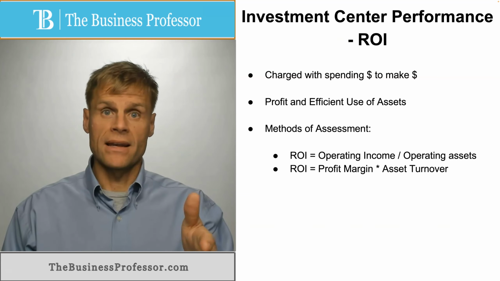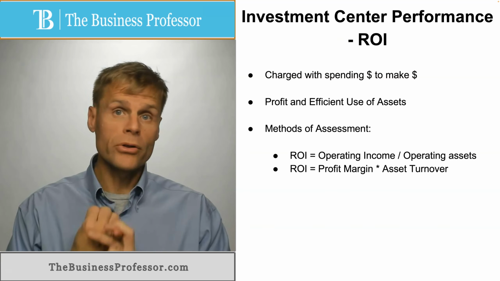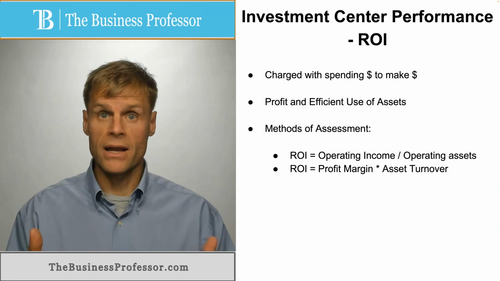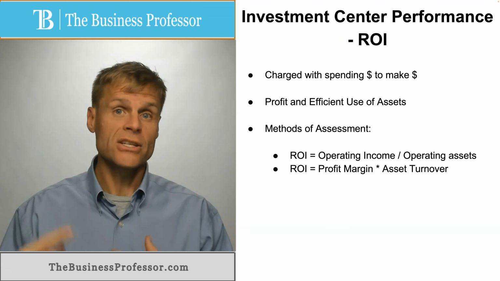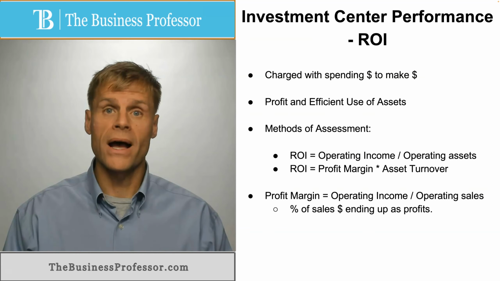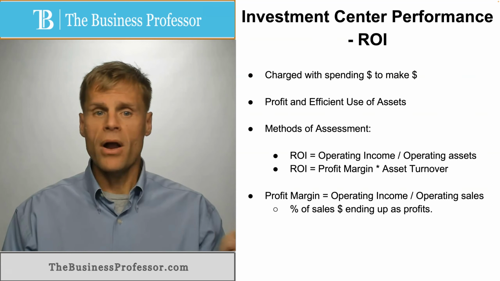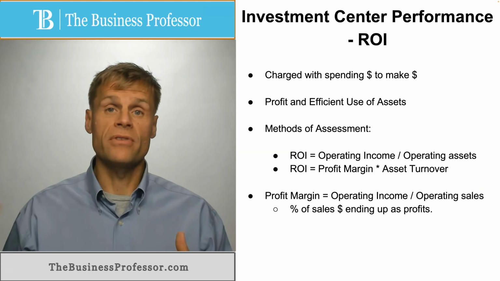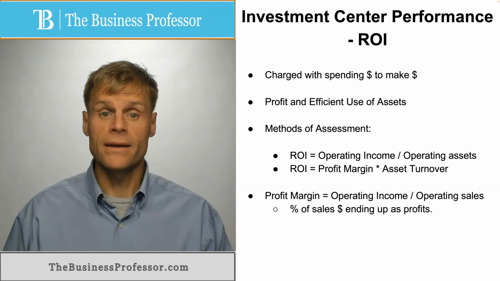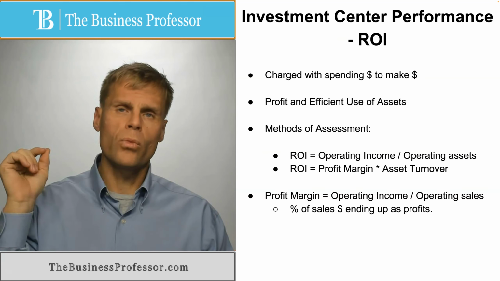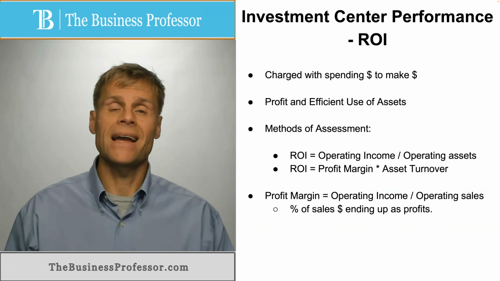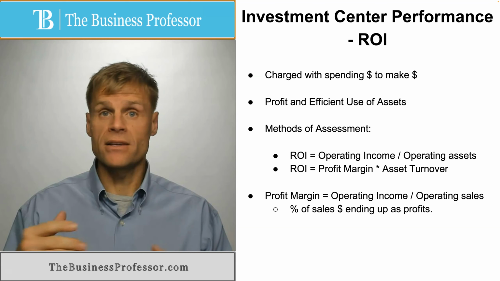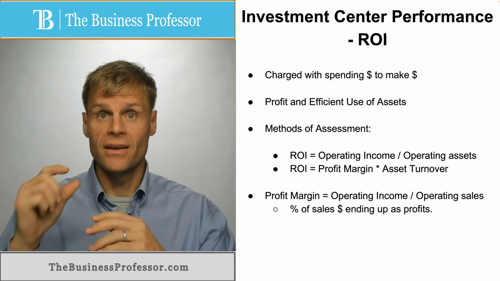Another way of calculating, however, is by multiplying your profit margin, whatever you bring in above your costs, times your asset turnover. That will also give you ROI. So what are the elements of that? Profit margin is your operating income divided by your operating sales. Now, what that tells you is the percentage of sales dollars ending up as profits. That's why they call it the profit margin.